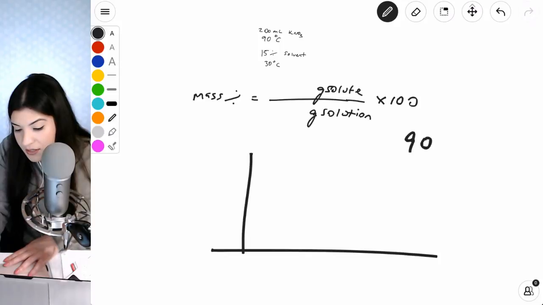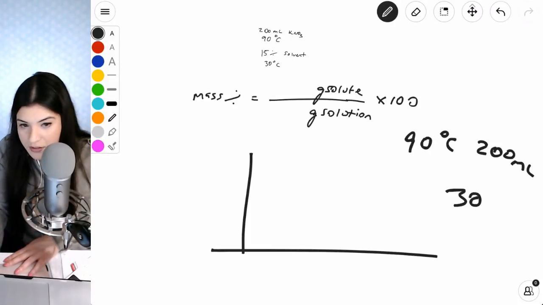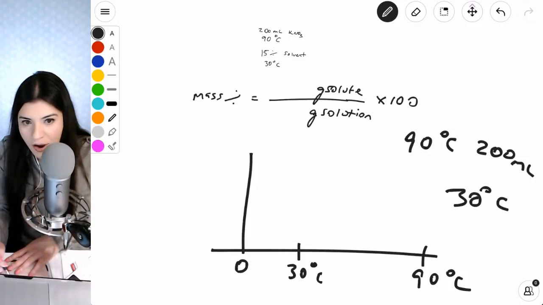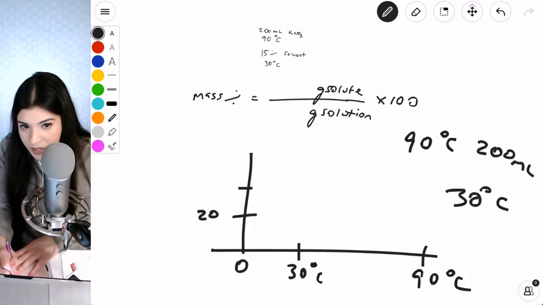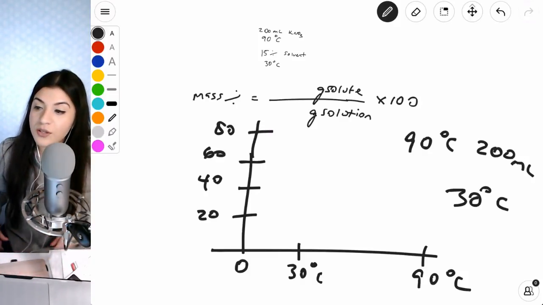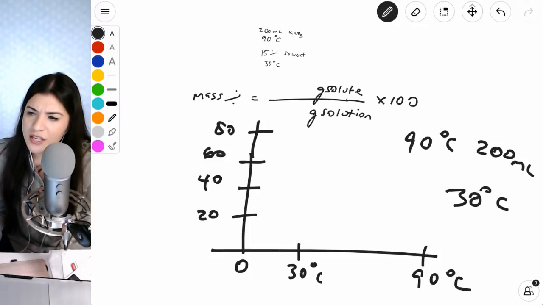So if I'm looking at 90 degrees Celsius, that's at 200 milliliters. And then if I'm looking at 30 degrees Celsius, okay. So at 90, it's here. This is temperature. And then 30, let's say it would have been like here. This is 0. And if I state this is 20, 40, 60, and 80. Okay. So I'm not sure what yours looks like. I'm just going to draw one that I'm looking at. This is specifically for potassium nitrate, so we'll see where we go with this.